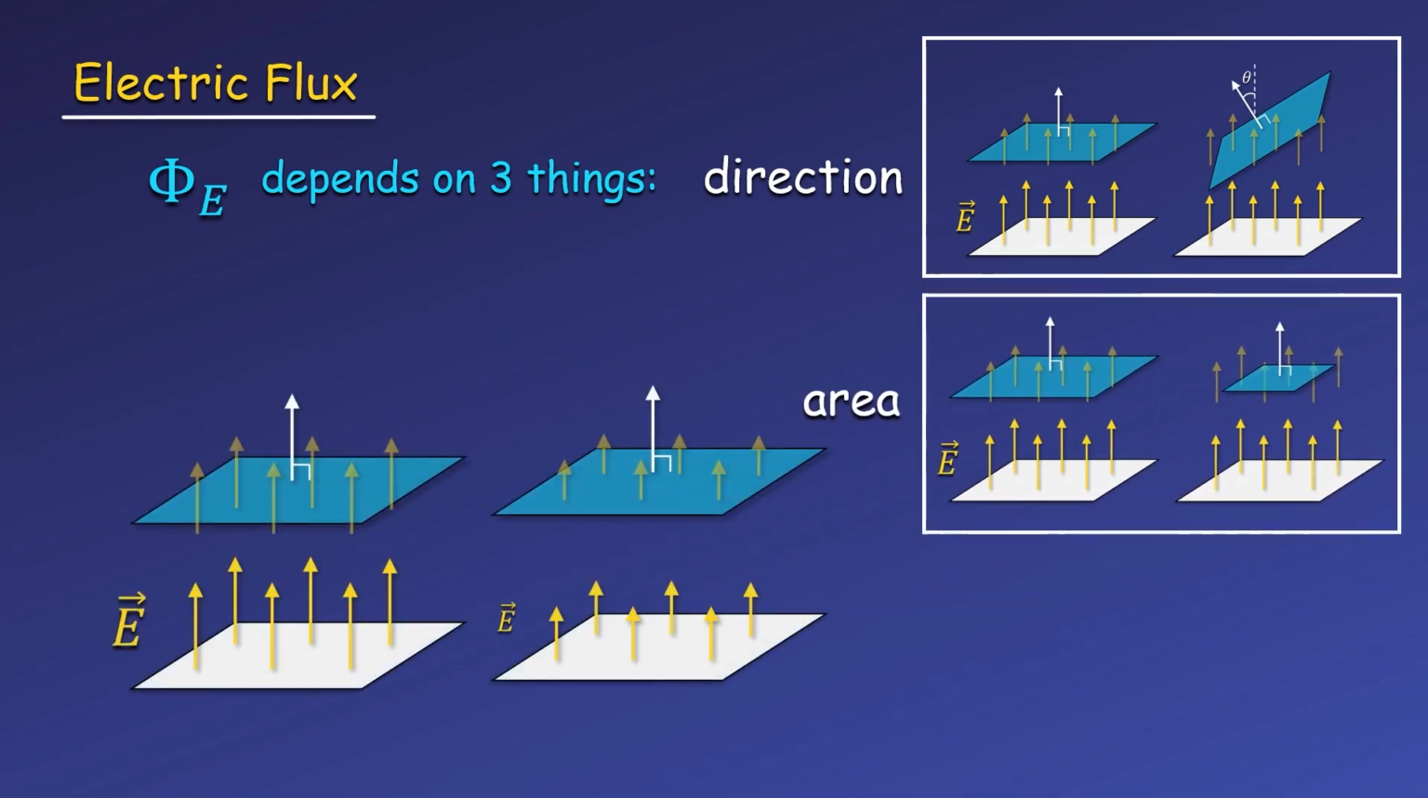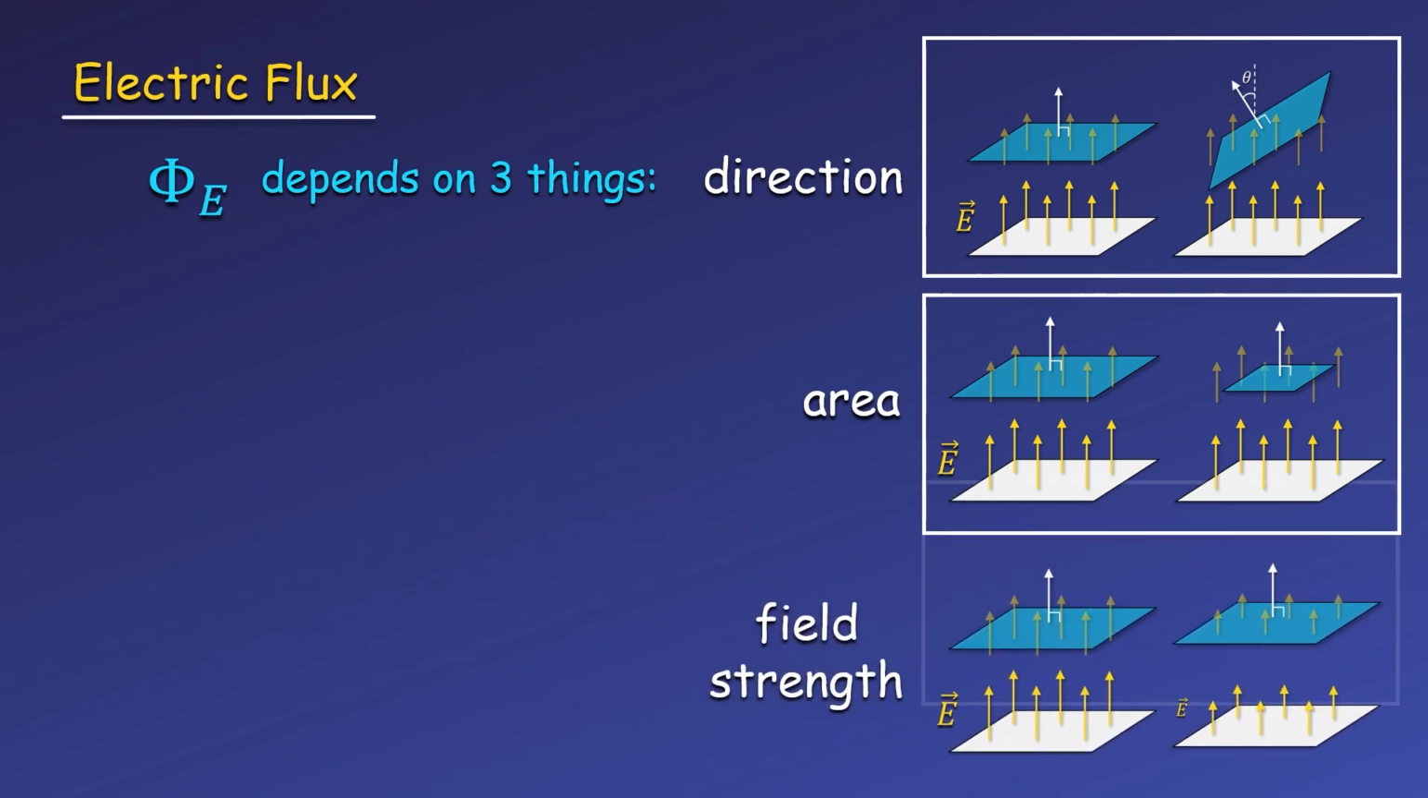And finally, it will depend on the strength or magnitude of the electric field. If there is less electric field to begin with, then less can pass through the surface. We often use many field lines close together to represent a strong field, or field lines spaced far apart for a weak field. If we did this, more arrows would penetrate the surface for a strong field and less for a weak field.